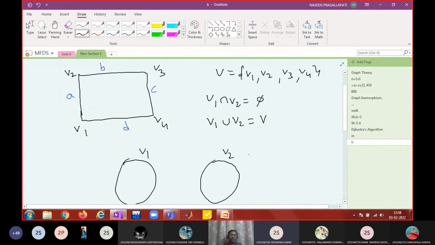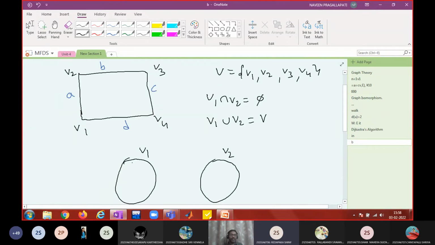V1, V2. Okay, so can I include V1 here? Sorry, I'm using the same notations. I'm sorry for it. Let me call it as U1, U2, U3, U4. Let me put U1 here. Let me put U3 here. Let me put U2 here. Let me put U4 here.